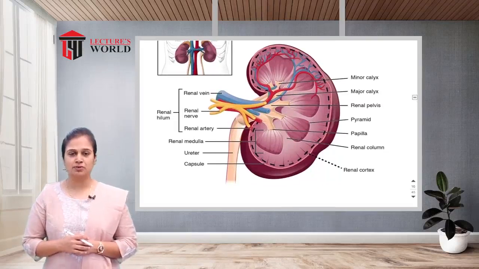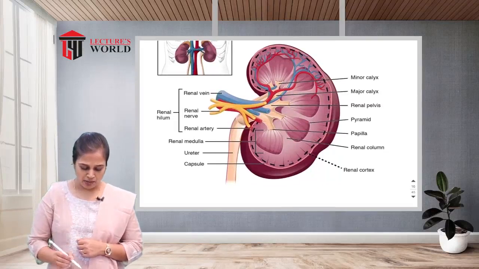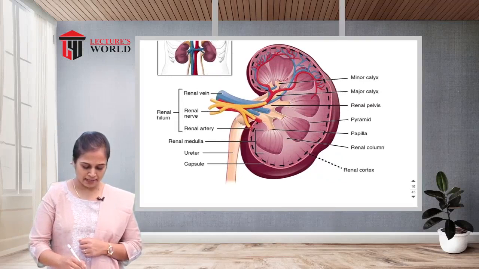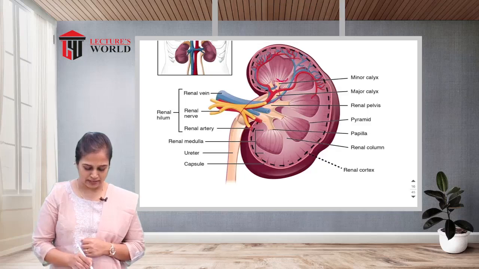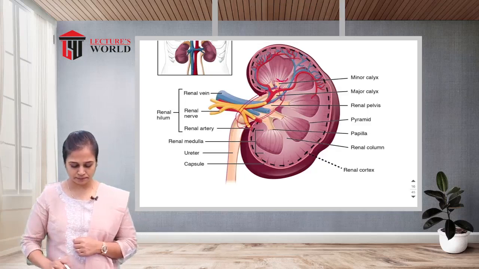In this image you can see this more clearly. This is the minor calyx, this is the major calyx, and this is the renal pelvis.